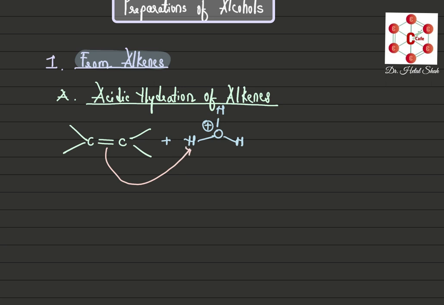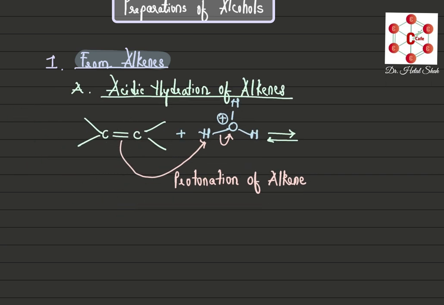your alkene would pull one of these hydrogens, and there would be a kind of protonation taking place. We call this protonation of alkene. This is what we call the protonation of alkene.